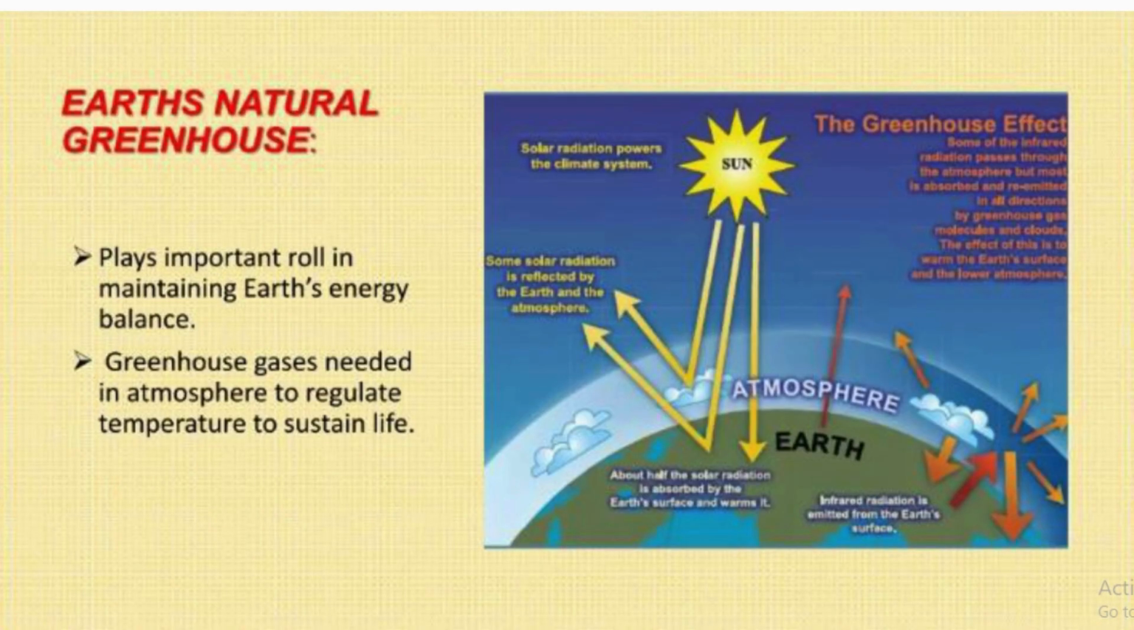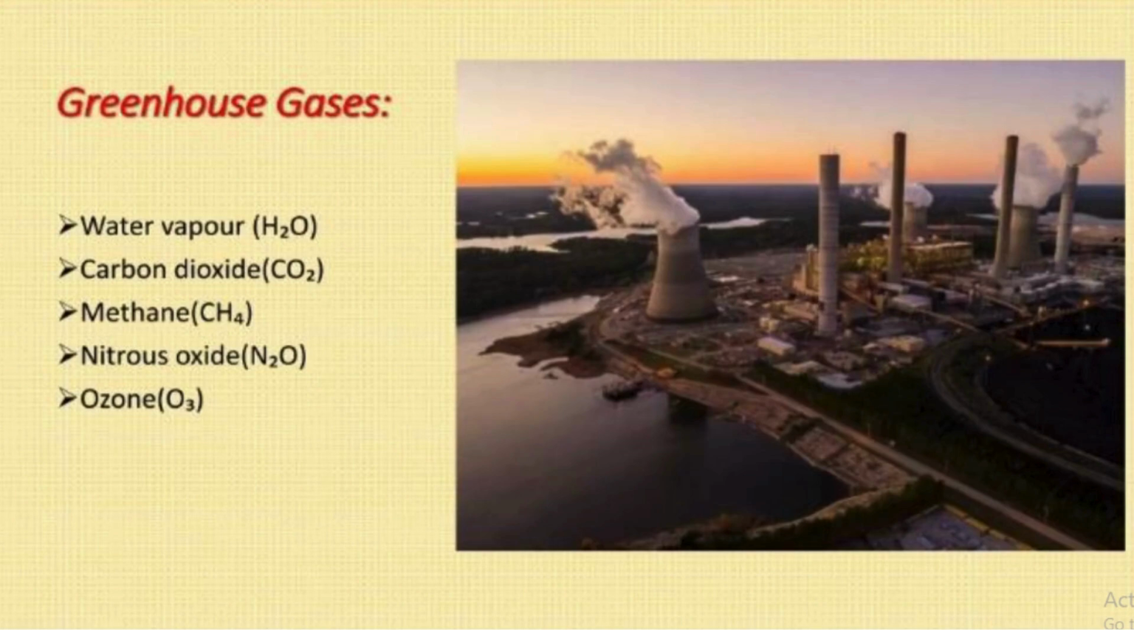So basically, Earth's natural greenhouse gases affect the climate. They play an important role in maintaining the Earth's energy balance. Greenhouse gases are needed in the atmosphere to regulate the temperature to sustain life. There are different greenhouse gases which affect the climate, for example, water vapor, carbon dioxide, methane, nitrous oxide, and ozone.